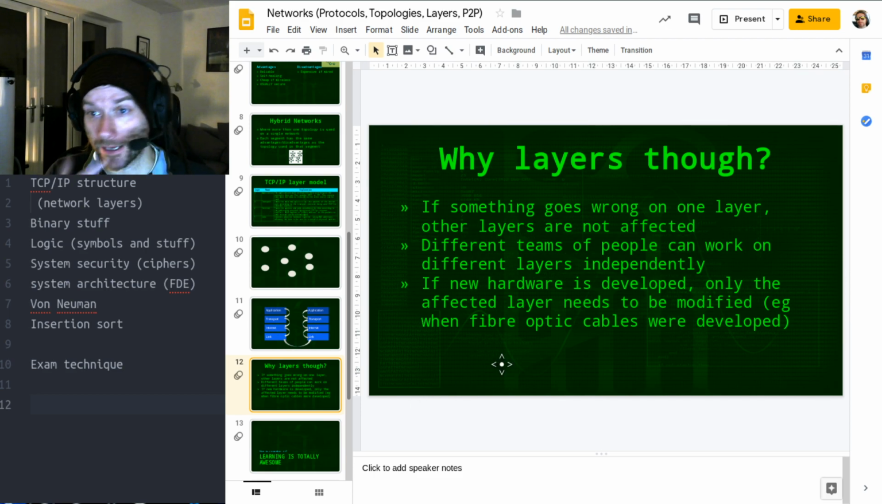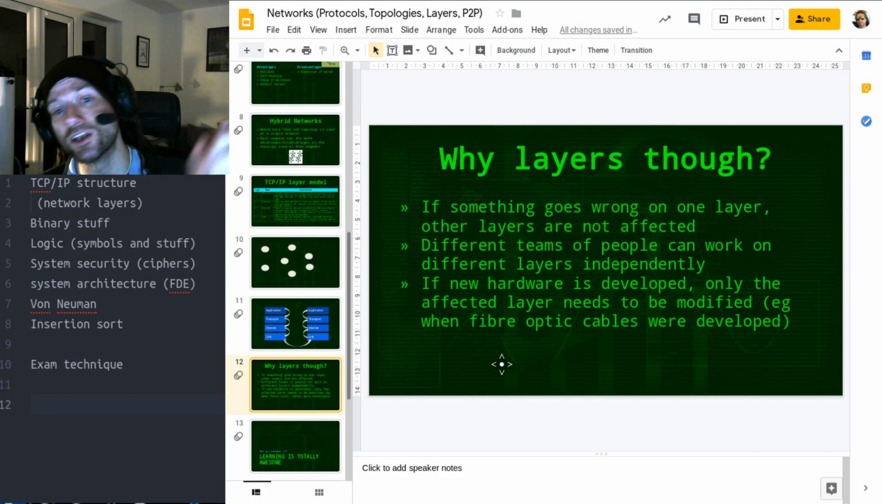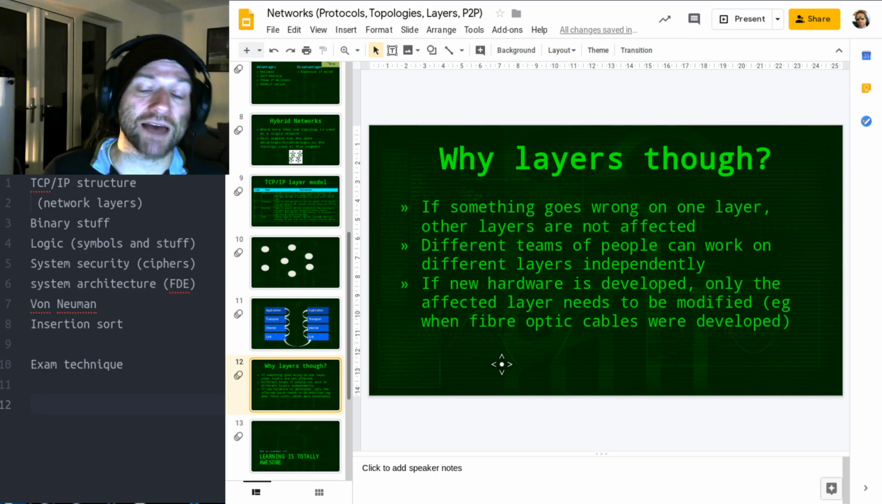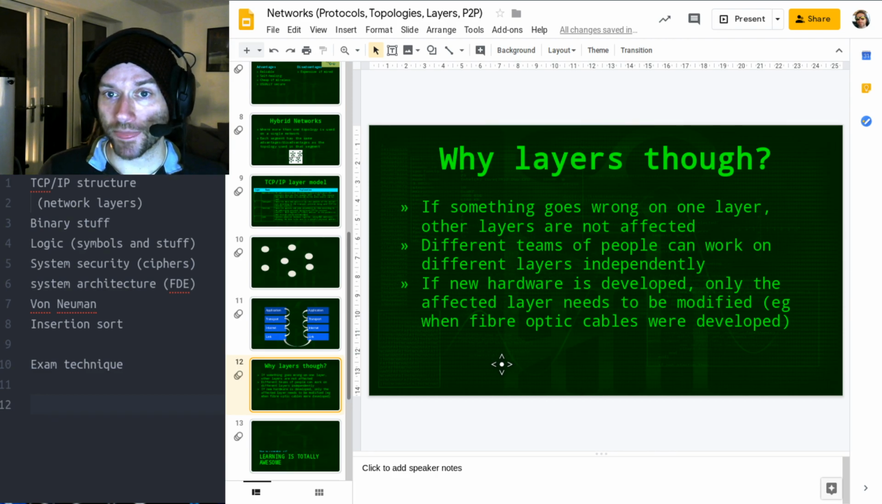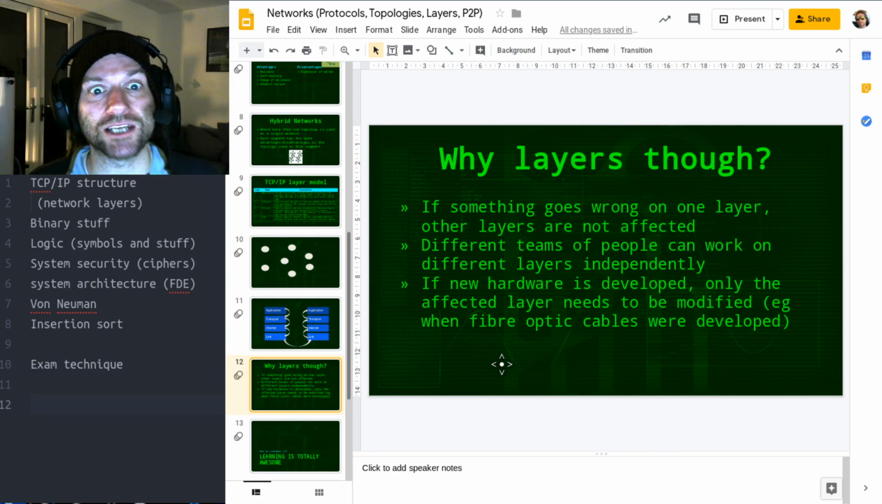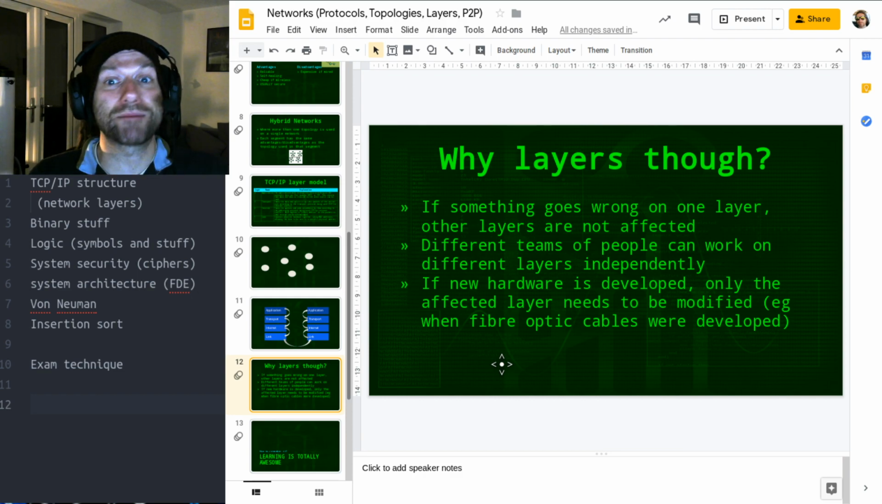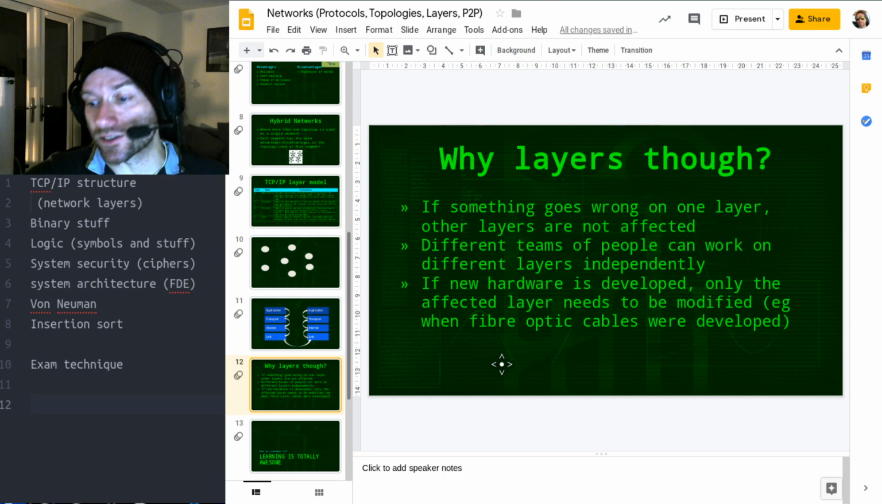Why layers? If something goes wrong on one layer, the other layers are not affected. Okay? If there's some deal with your link layer hardware, you know, it's not transmitting for whatever reason, everything else is fine. All you have to do is whack a new NIC in there, and boom, it can crack on with it. It also means that you can upgrade different parts of your system without having to affect the other bits. If someone comes along with some amazing new technology, oh, check this out, we found a new way of routing packets around the network. That's cool. They changed that one bit. They can keep all the other bits the same.